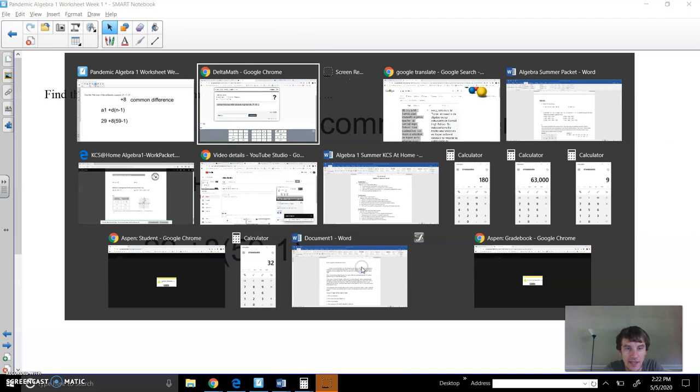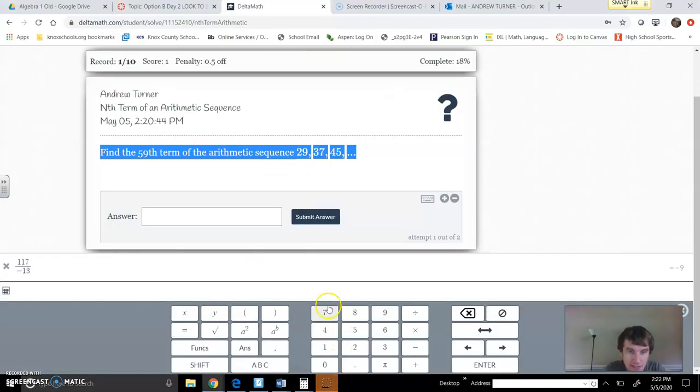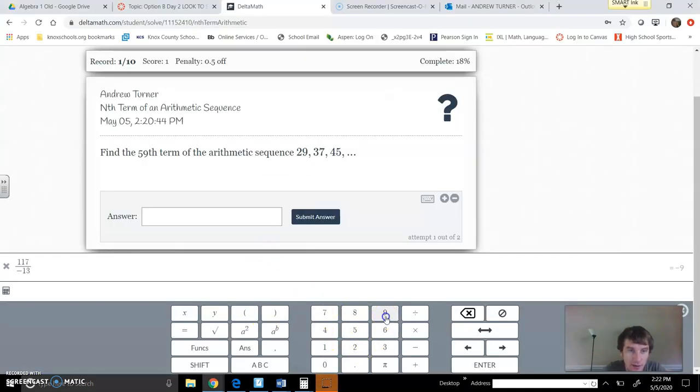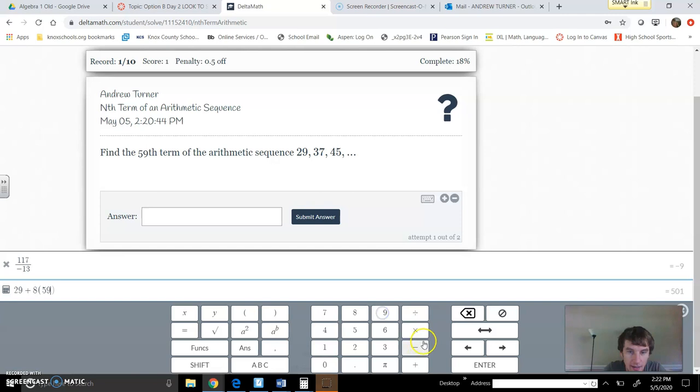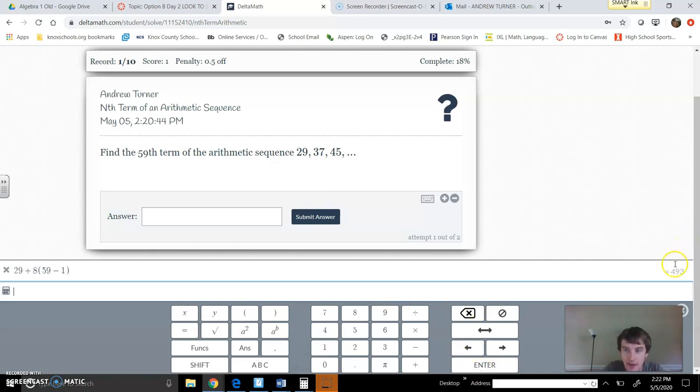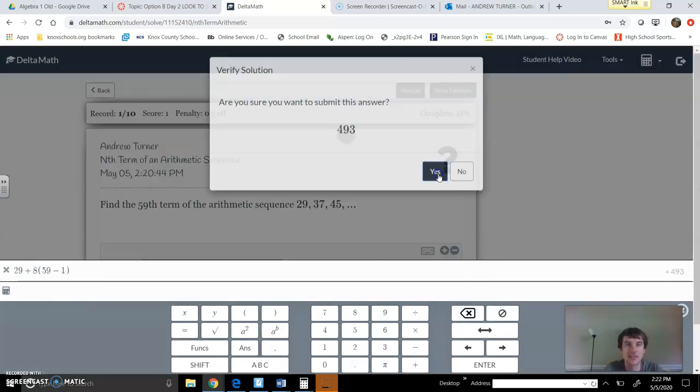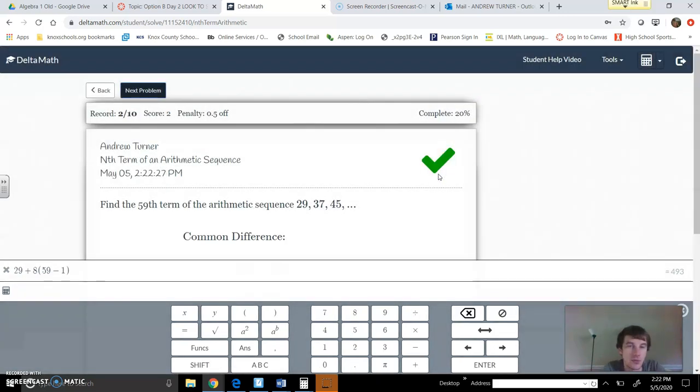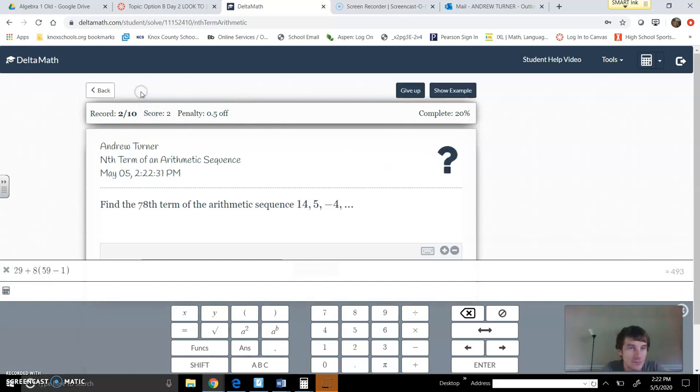So let's go back to the calculator, and let's see what we get when we do 29 plus 8 parenthesis 59 minus 1. And so this is going to tell me exactly what that 59th term would be, 493. And that will jump me in that sequence all the way to that particular term.